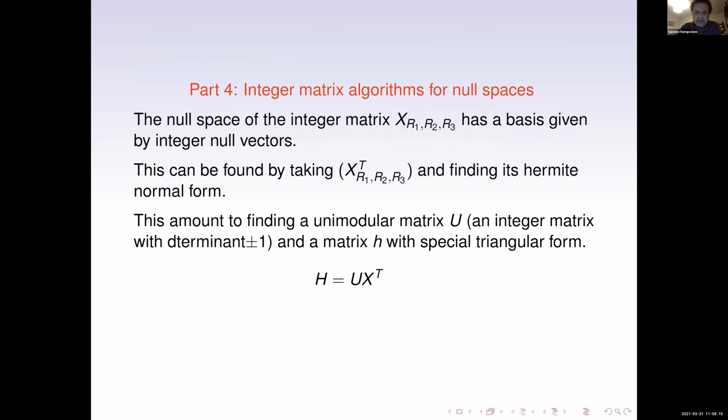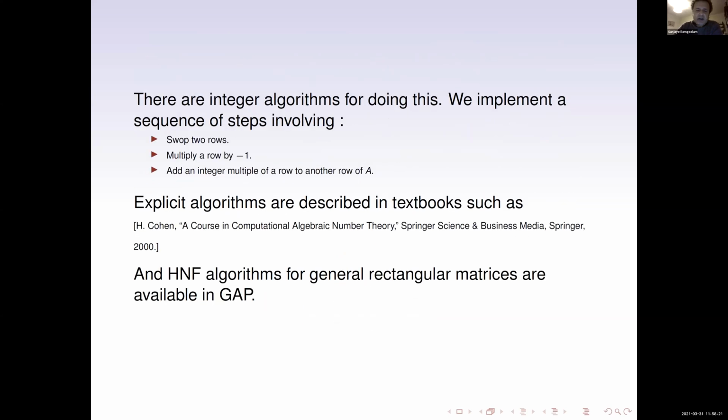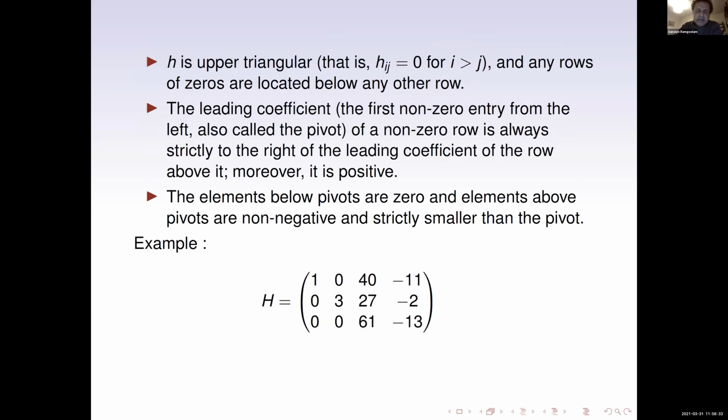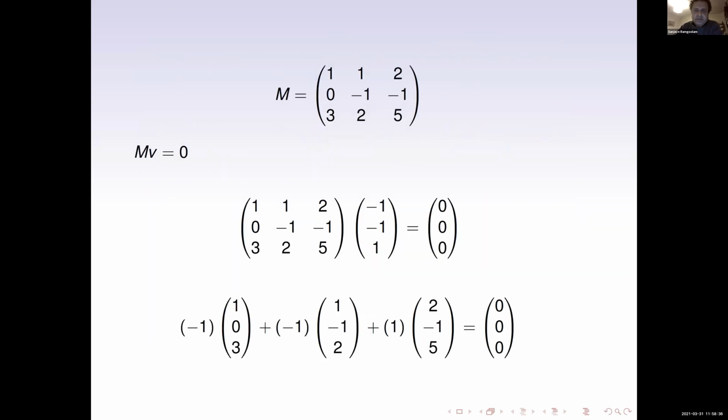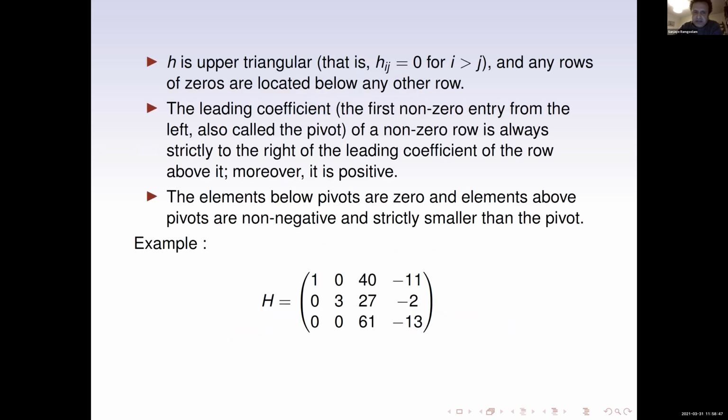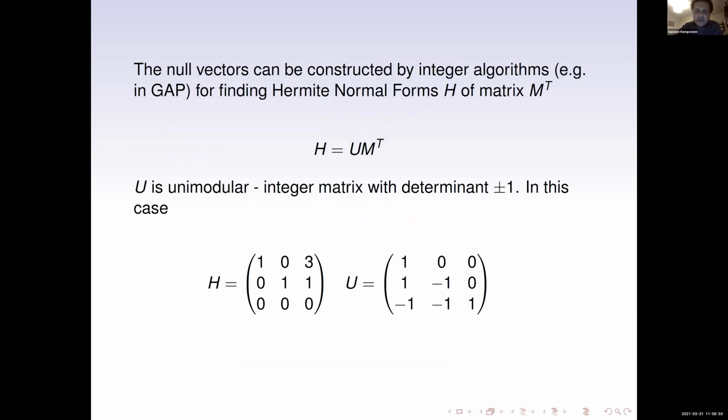I have a few transparencies there, but for time I won't spend too much time on this. Essentially, this exists in GAP. You can do this using HNF algorithms, described in textbooks on computational number theory. For example, if you have an integer matrix, you're trying to find its null vectors, which are linear combinations of the columns that are 0. Whenever you have such null vectors, you can reduce that matrix to Hermite normal form, and that reduction involves writing a Hermite normal form matrix.